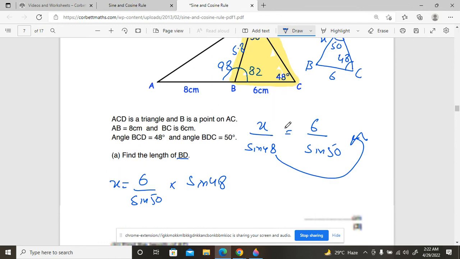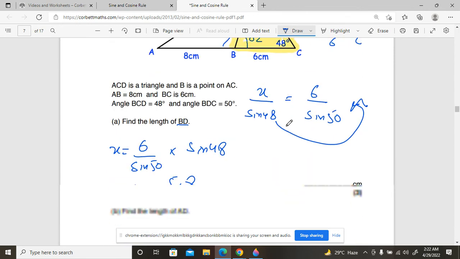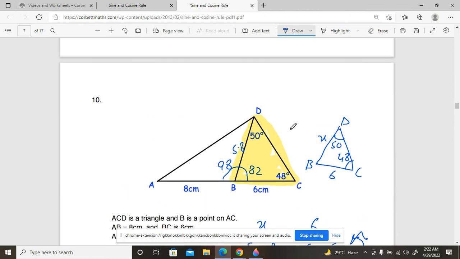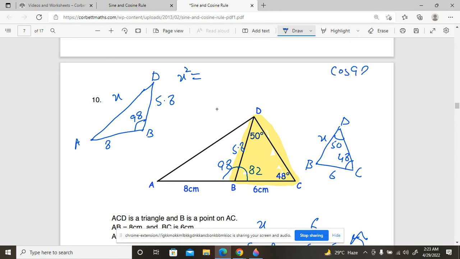Now the examiner is asking me to find the length of AD. How can I find AD? I have to extract the triangle now. So let's see, AD, and that's B. That is 8, that is 5.8, that is point B, and this angle is 98. I need to find this. As you can see, I can use the cosine rule here. So how to use the cosine rule? You're finding x, so x squared equals, with the angle opposite to x being cos 98, and the other two sides: 8 squared plus 5.8 squared minus 2 into 8 into 5.8. Use your scientific calculator and tell me what the answer is.